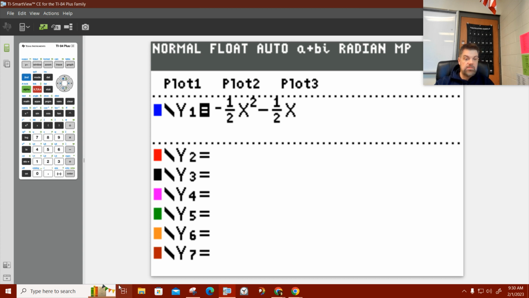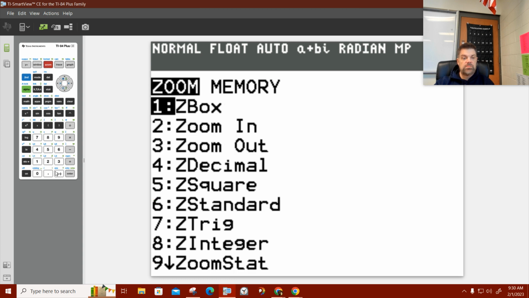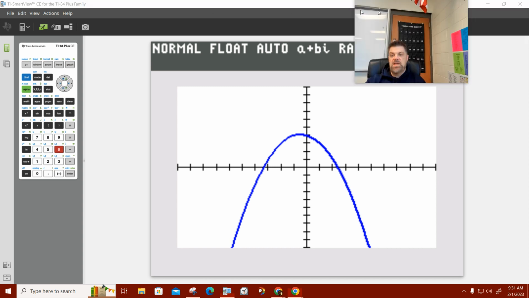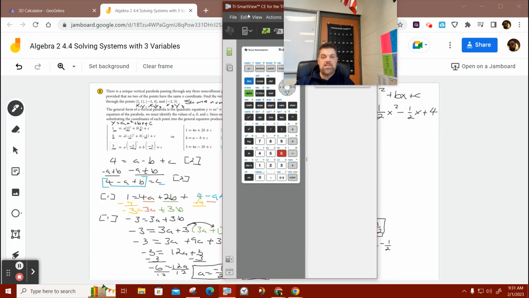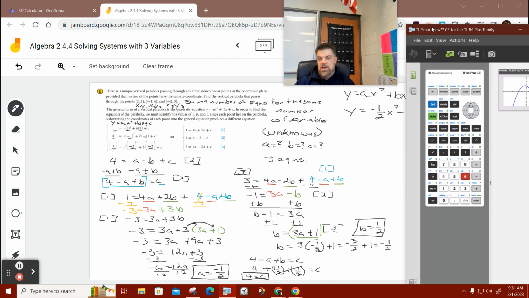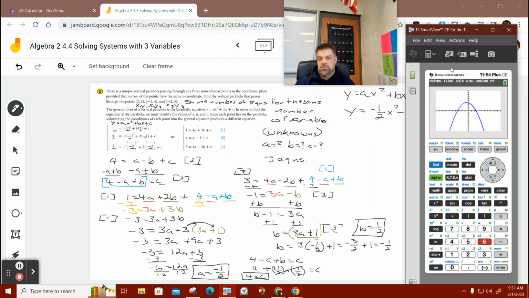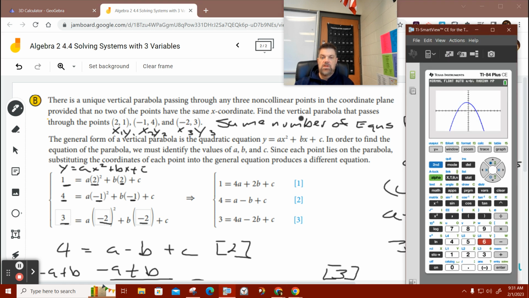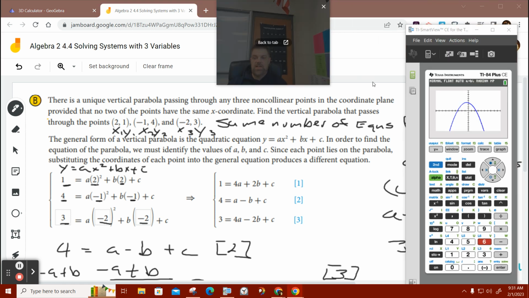Isn't that what it was? I'm just going to do a standard zoom. So this is our parabola. Now, let me make this a little smaller so you guys can see it. Now, if I did my math right, these points, let me zoom in so I can see the points here. These points should exist on that curve, right? So let's go in there and see.